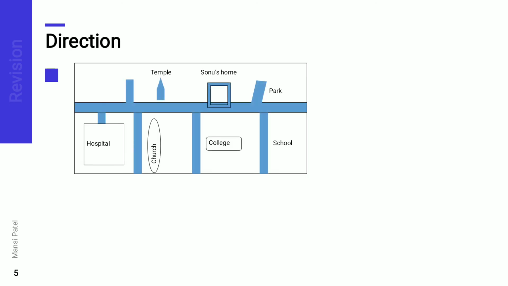Let us see some question answers regarding the direction. How many directions are there? There are a total of 4 main directions: north, south, east and west. Now see in this picture, the first question is, to which side of Sonu's home is the college?